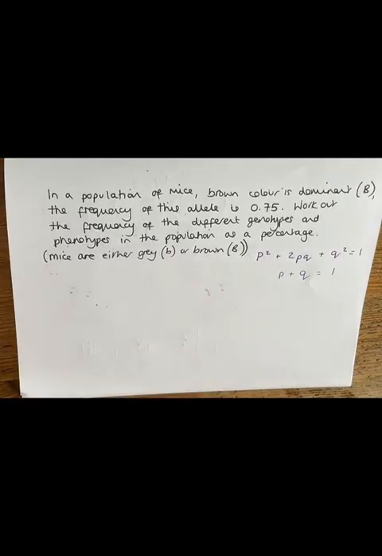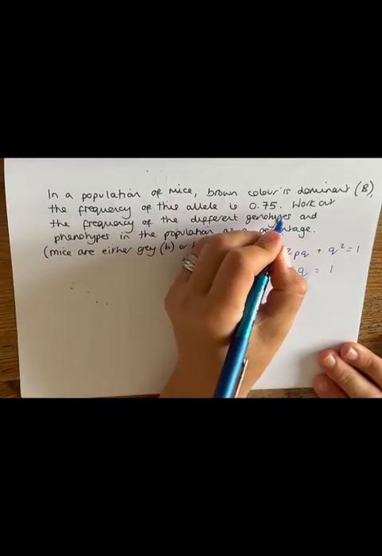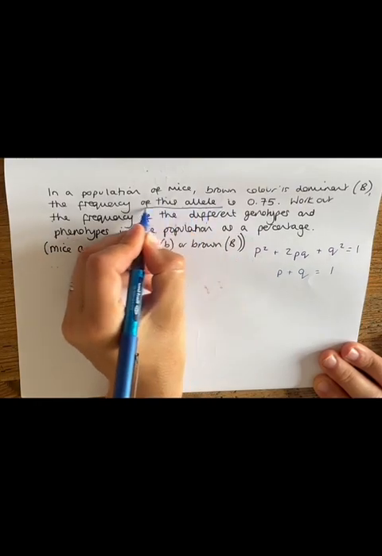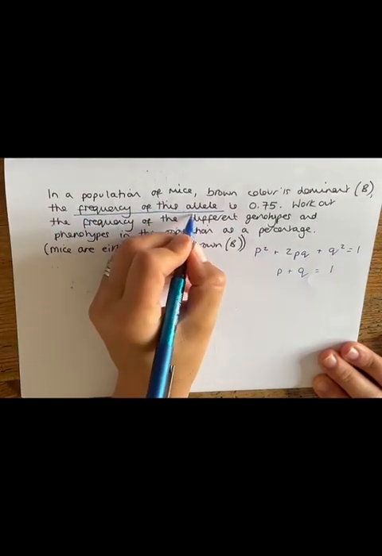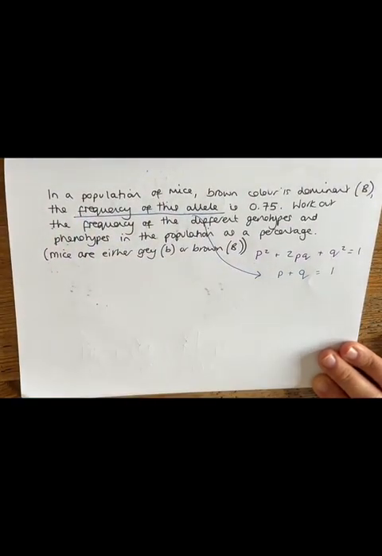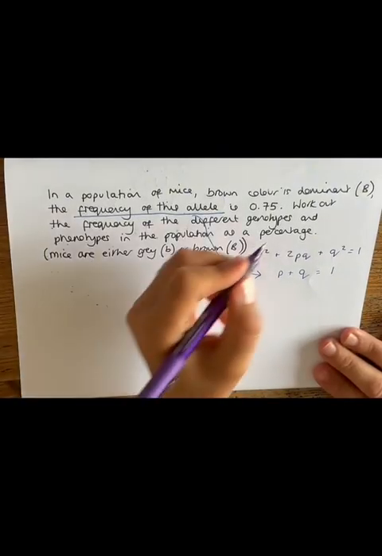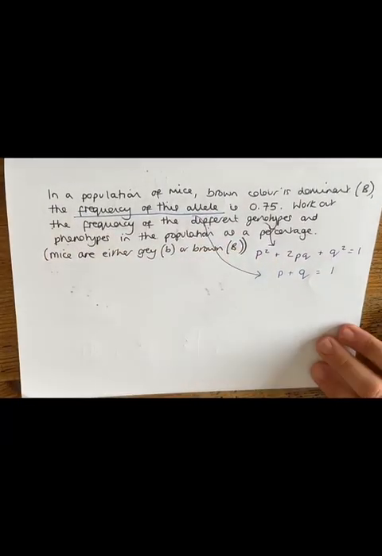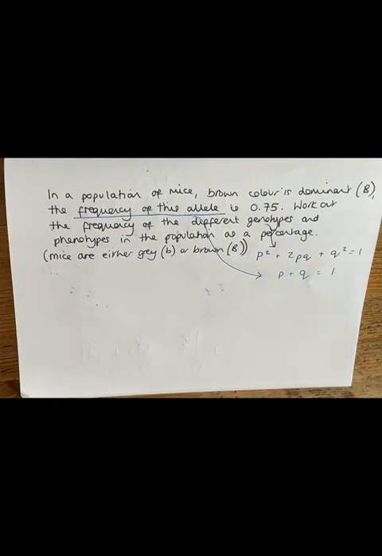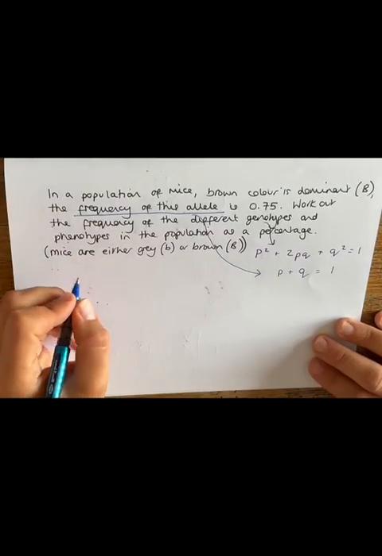So we know that mice can either be grey or brown, and these are the two equations we need to be thinking of. Whenever you're thinking about the frequency of alleles, we need to be thinking about p plus q equals 1. When we then think about genotypes and phenotypes in the population, we need to be thinking about p squared plus 2pq plus q squared. So first of all, we're given information about the allele frequency. So that's how we're going to start.